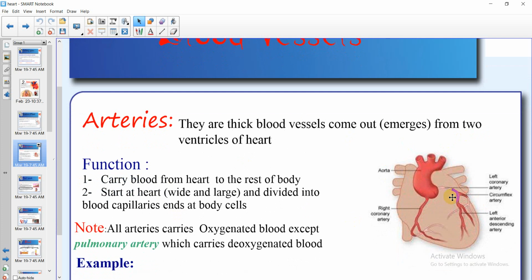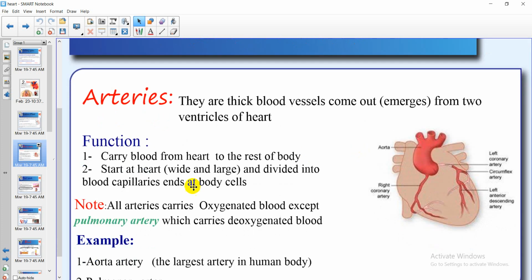All arteries carry oxygenated blood. What is the meaning of oxygenated blood? Blood that carries oxygen. Except one artery, which I will call the pulmonary artery. Any artery called pulmonary will be the opposite. Why? Because the pulmonary artery comes from the lungs, so it carries deoxygenated blood, not oxygenated, which means the blood carries carbon dioxide, not oxygen.